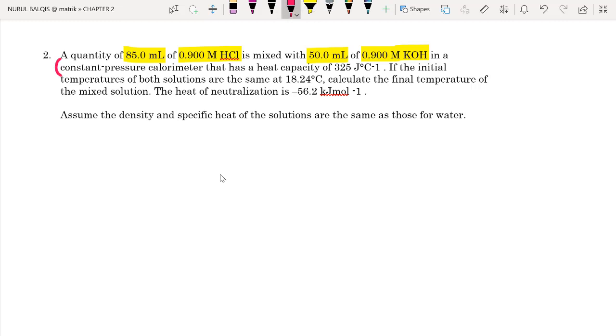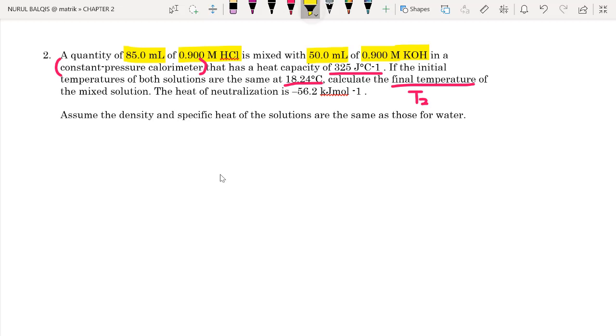Already given to you is a hint about the constant pressure calorimeter, meaning the coffee cup calorimeter, that has a heat capacity of 325 joule per degree Celsius. If the initial temperatures of both solutions are the same at 18.24 degrees Celsius, so this is your T1, the initial temperature, calculate the final temperature. So this time around, we don't want to find delta T, we want to find only T2 of the mixed solutions.